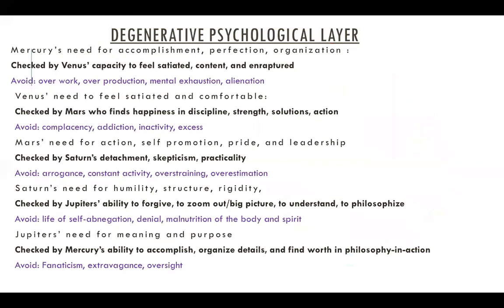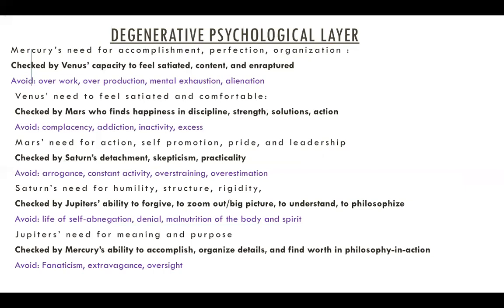Well, there's a psychological layer to this. This one's a little bit faster. I didn't do 2 slides. So Mercury's need for accomplishment, perfection, and organization is checked by Venus's capacity to feel satiated, content, and enraptured, which avoids overwork, overproduction, mental exhaustion, and alienation. Got it? So Venus's need to feel satiated and comfortable is checked by Mars, who finds happiness in discipline, strength, solutions, and action, and then you don't get a Venus who's complacent, addicted, inactive, and excessive.